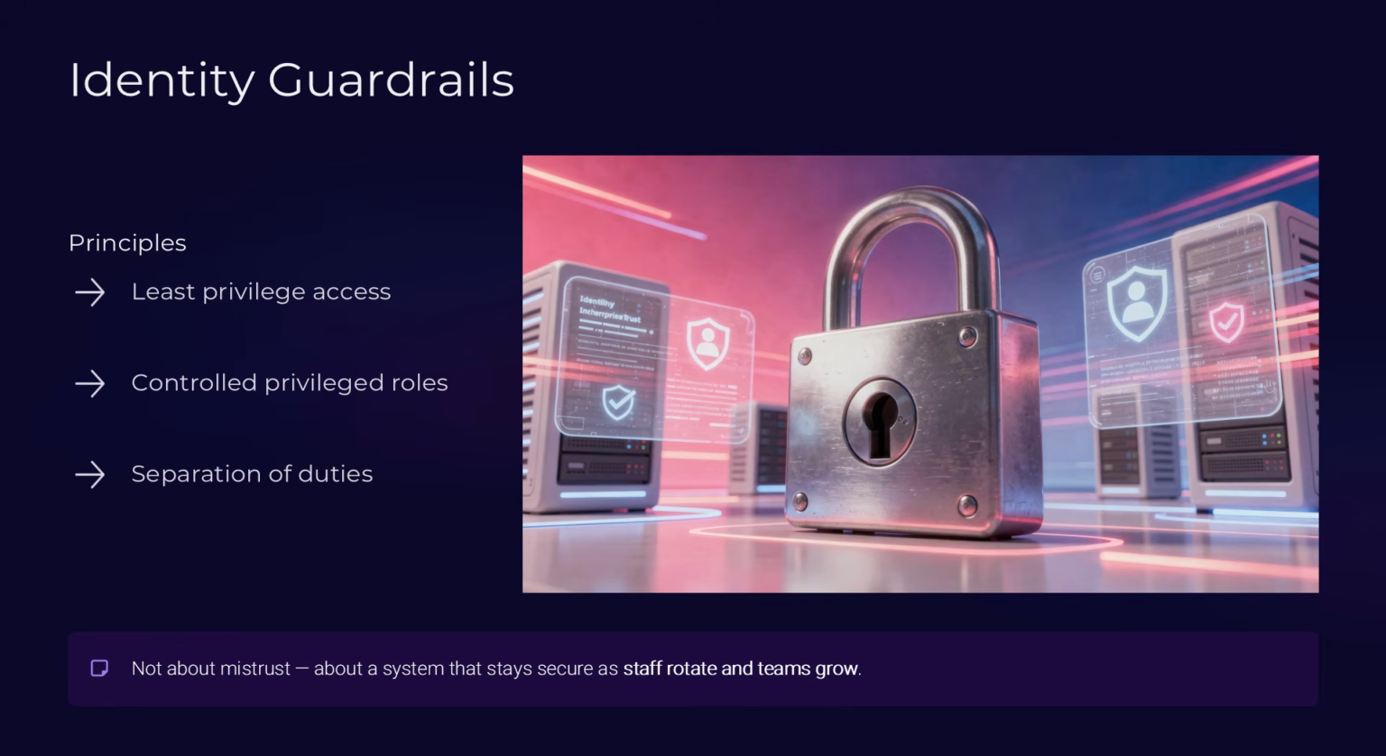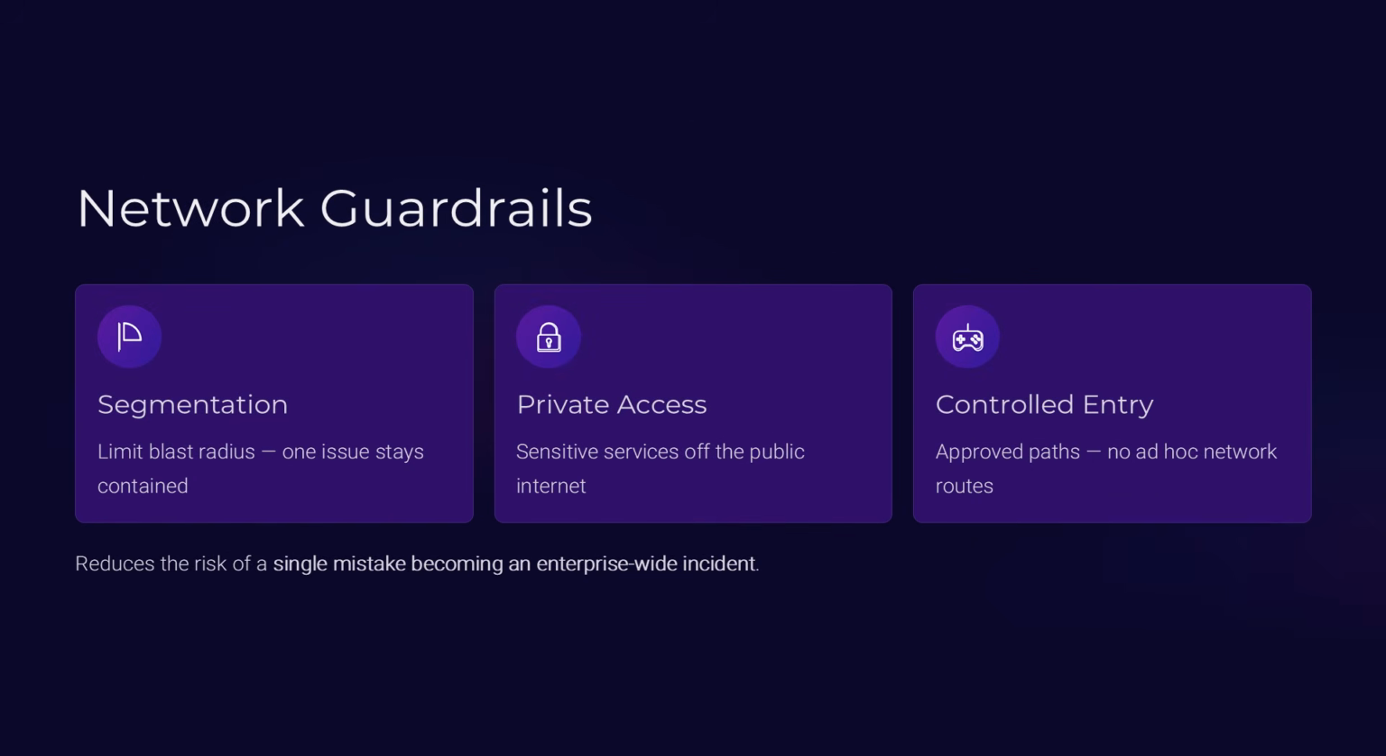This is not about mistrust. It is about creating a system that remains secure even when staff rotate, contractors change, and teams grow under delivery pressure. With identity boundaries established, you now focus on network guardrails because many high-impact incidents start with unintended exposure.